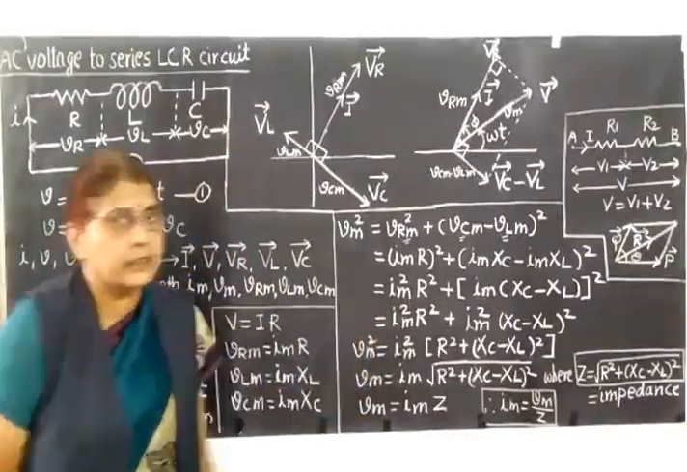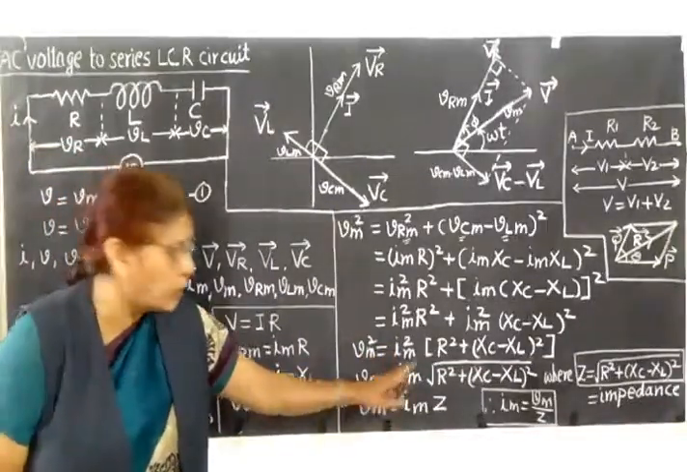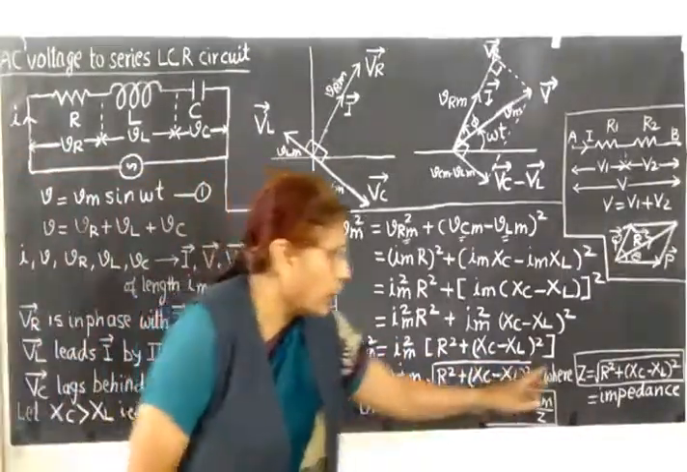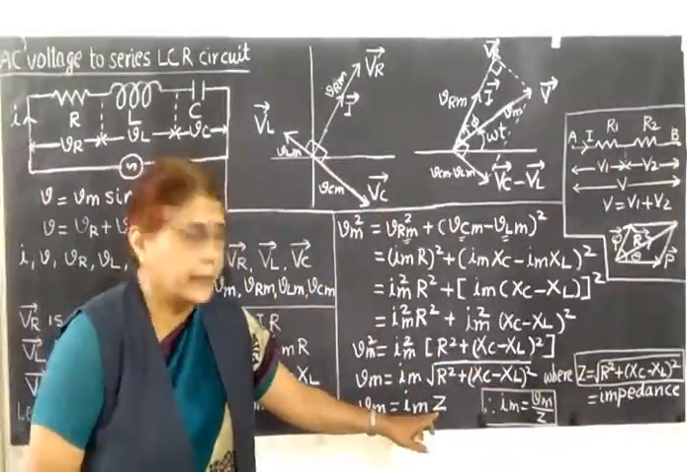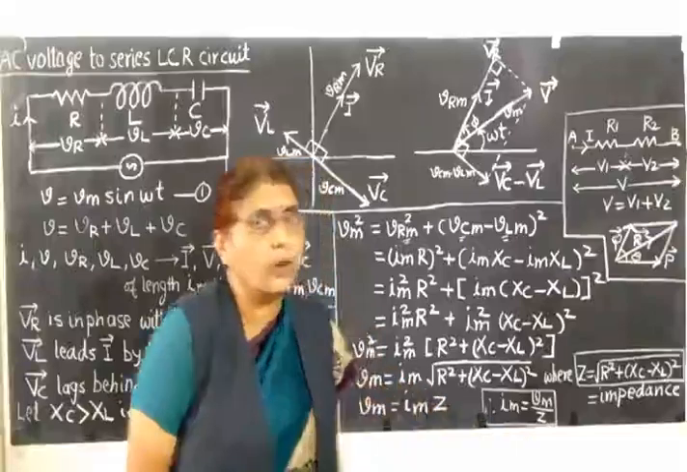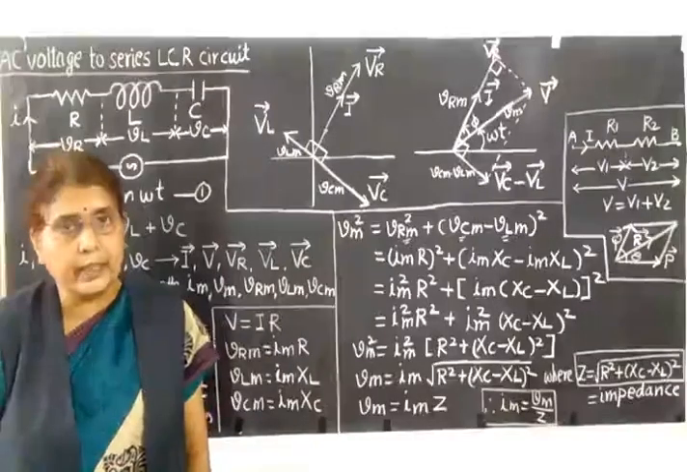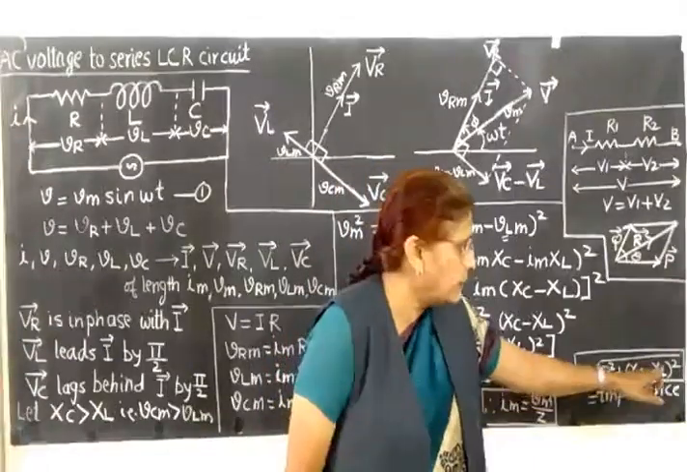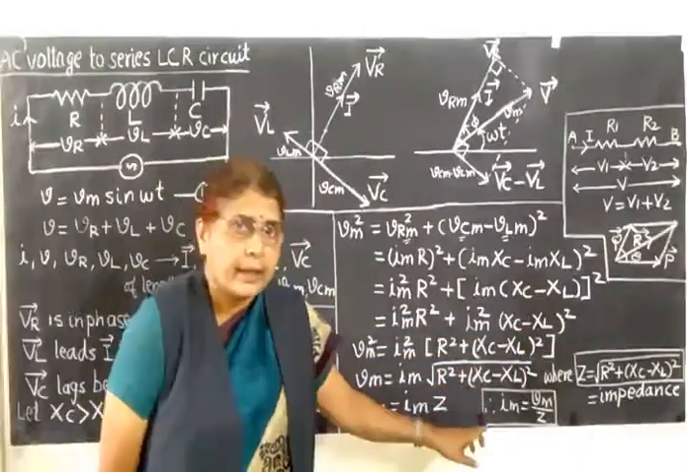Now we shall take the root on both sides. If I take the root on both sides, it will be Vm, and the root of Im square is Im, and the root of this quantity, put the whole quantity under the root sign. And this quantity we shall denote by the letter Z, and Z is called the impedance. So we shall call it Im into Z. If you take Im on one side, Im will be nothing but Vm upon Z. So what is Z called? Z is called the impedance of the LCR circuit. And what is the value of Z? Z is equal to the root of R square plus (Xc minus XL) whole square. So this is an expression for impedance. This is an expression for current.